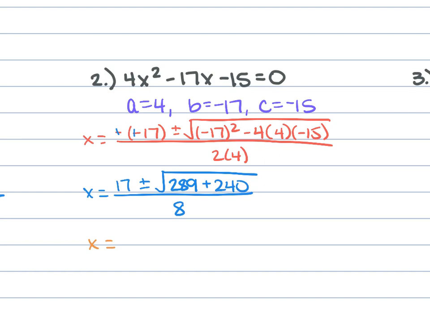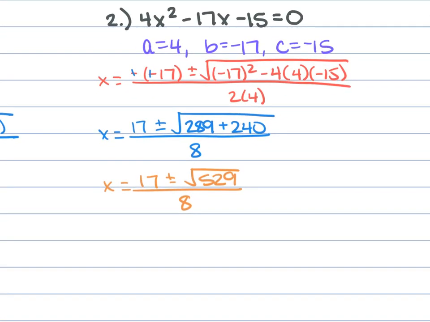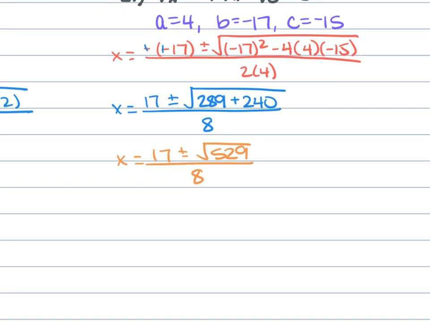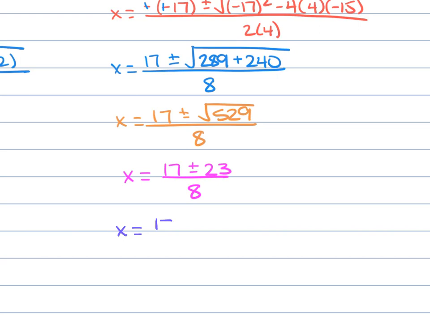So this is going to be x is equal to 17 plus or minus the square root of 289 plus 240 gives us 529. The square root of 529 all over 8. The square root of 529 is 23, so this simplifies to be x is equal to 17 plus or minus 23 all over 8. So we're going to separate this into 2. We have x is equal to 17 minus 23 over 8, as well as 17 plus 23 all over 8.